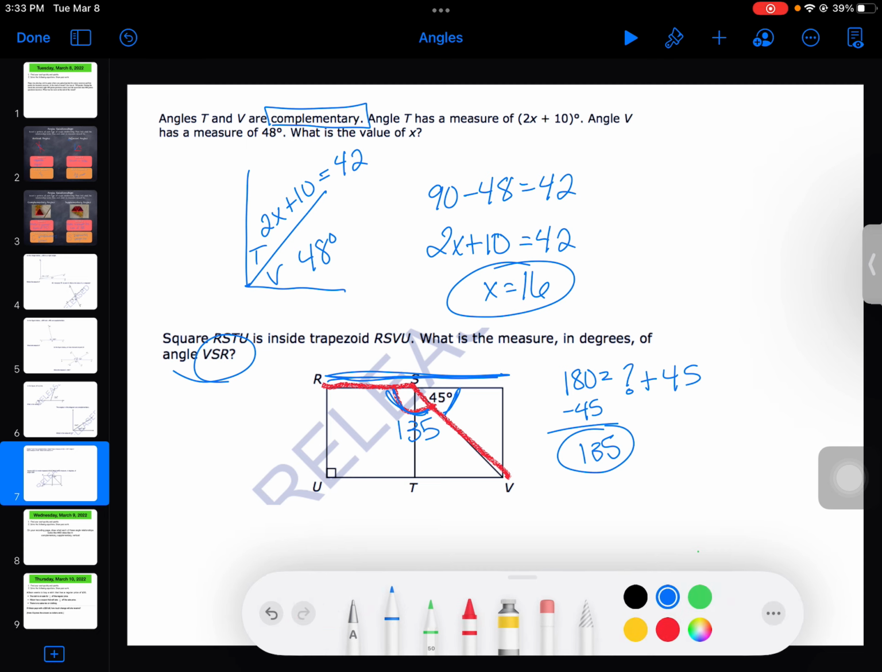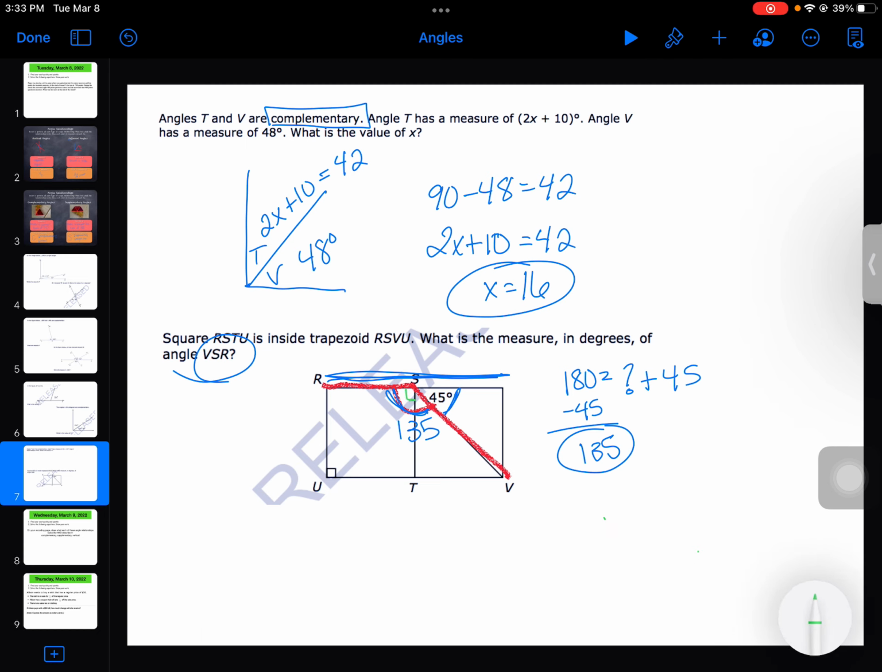Another way I could do this, change the color for you. I could look at this corner of this square. I know that's a right angle, so that's 90. I know that this is a right angle, that's 90. But I split it, so 90 minus 45 equals 45. So this angle here is 45. So I add 90 plus 45 to get 135 degrees.